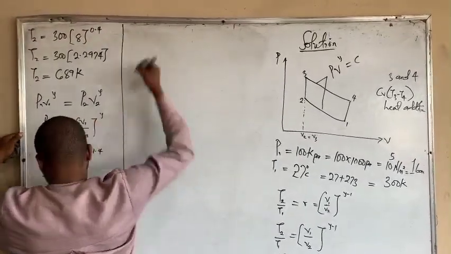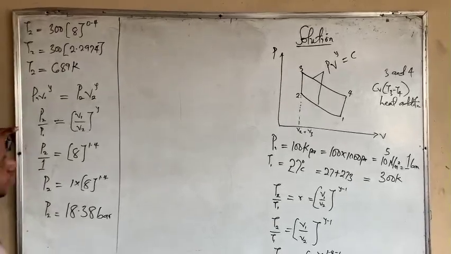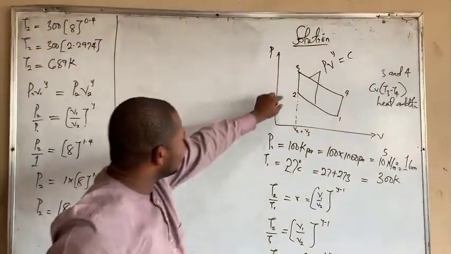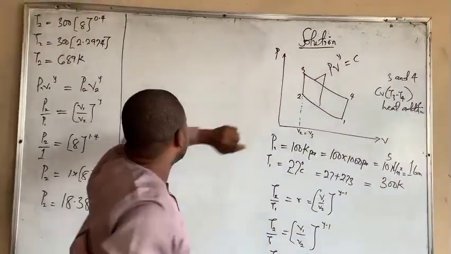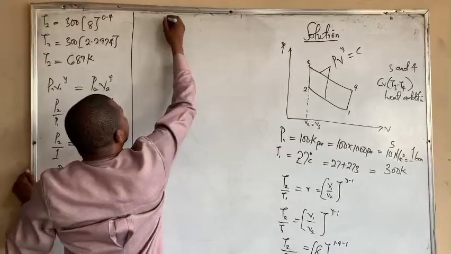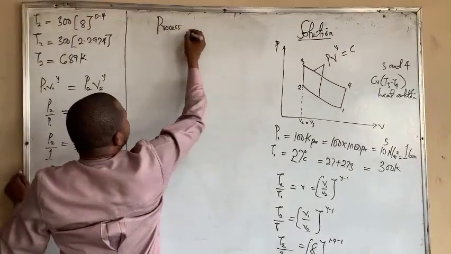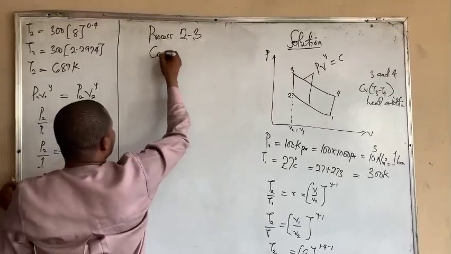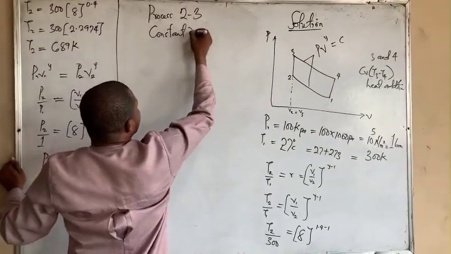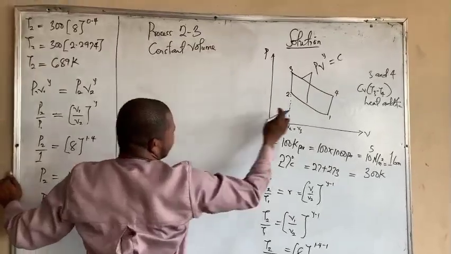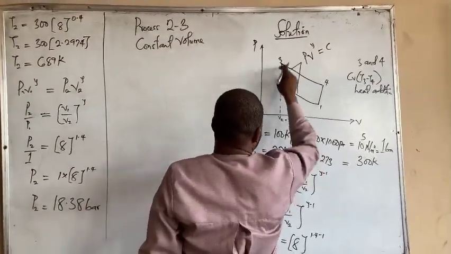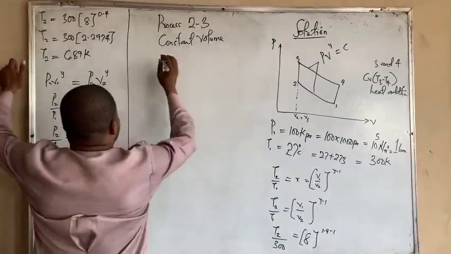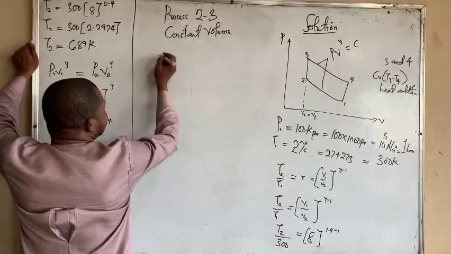So it is at this process 2 to 3 that we'll be able to get our T3, because that is where heat was added, heat was introduced, and that process 2 to 3 is called constant volume. Constant volume. You can see the volume is constant, just a straight line. 2 to 3, the volume is constant. Now at that point where heat was added, that is heat addition.